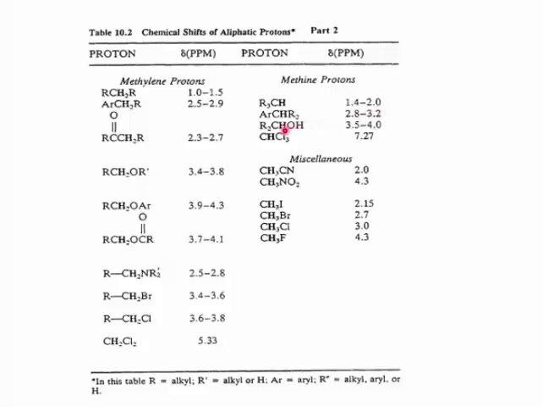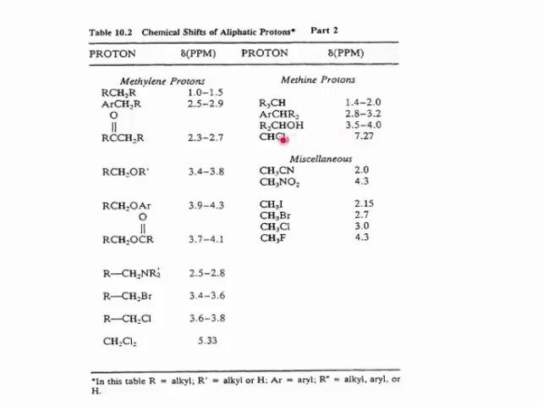A methine that's attached to a oxygen here of an alcohol. The oxygen, because of its high electron withdrawing capability, gives us a fairly high delta value, 3.5 to 4.0.